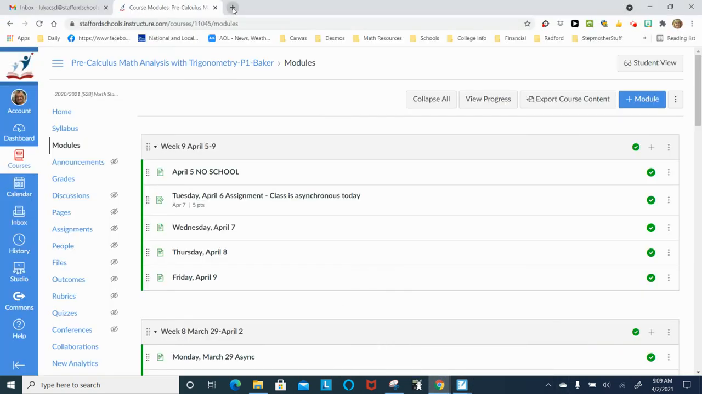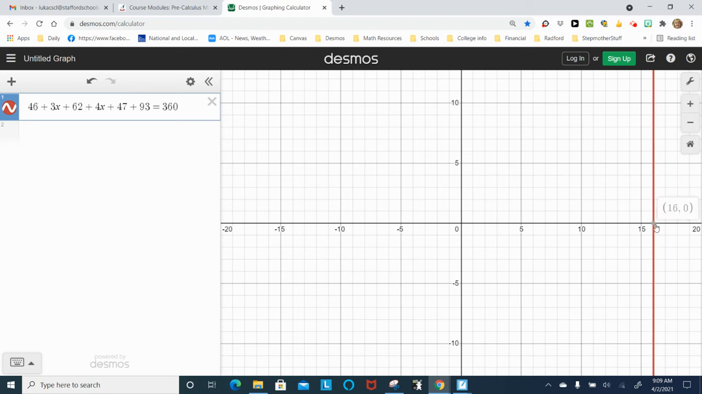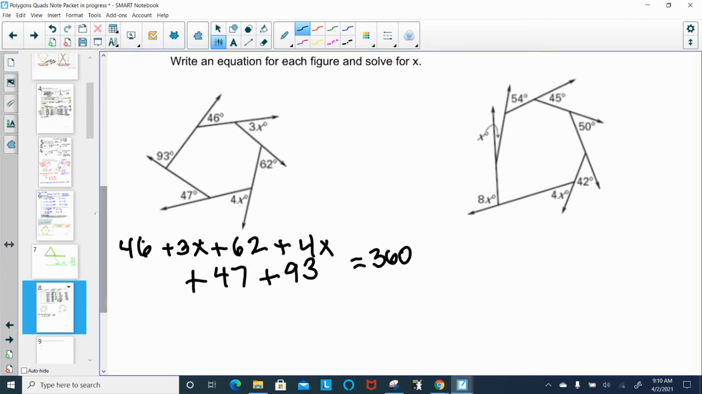So watch how that works. So we'll have a 46. We'll have a 3x. Have a 62, 4x, 47 plus 93 equals 360. Now, chances are I'm going to have to zoom out. Yeah, there we go. So I get x is 16. It said write an equation and solve for x. And we did that. So we're going to do that again over here on the right.